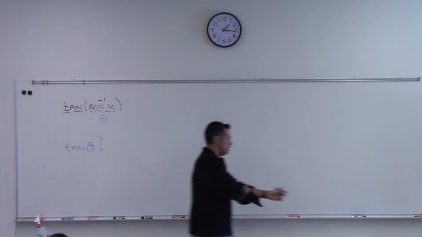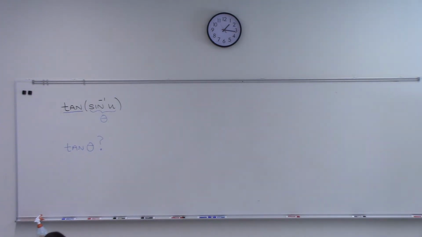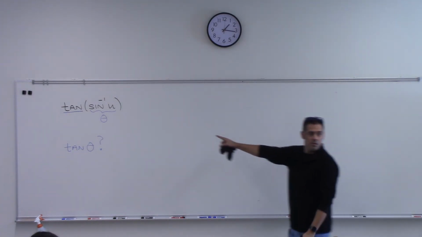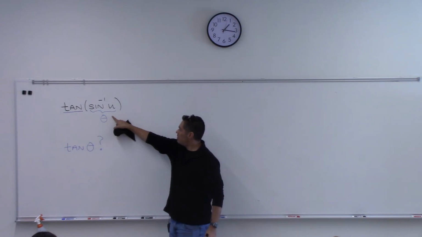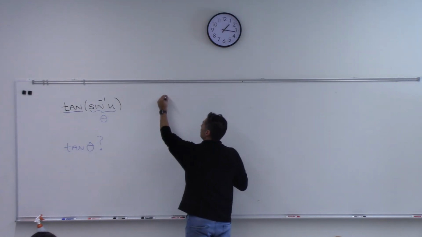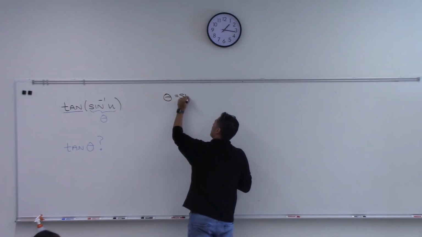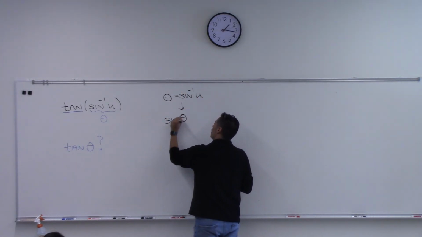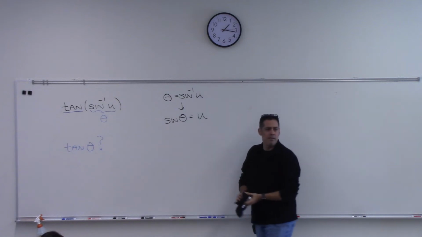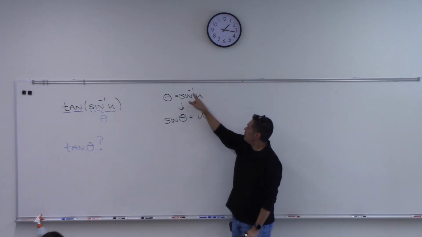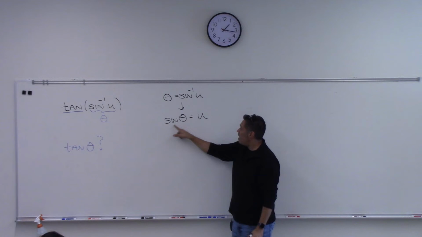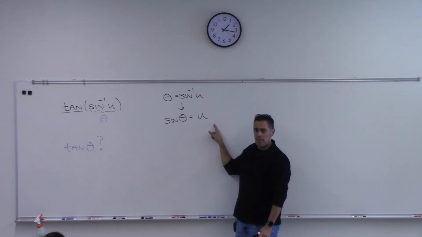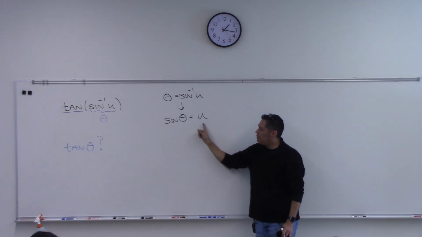Someone can help me. Do a triangle. What's my triangle going to be based on? I use this statement right here, that theta is equal to sine inverse of u. That is equivalent to saying that sine of some angle is u, right? To say that sine inverse of u is theta means that when I take sine of theta, I need to get u. And this is where I build my triangle from.